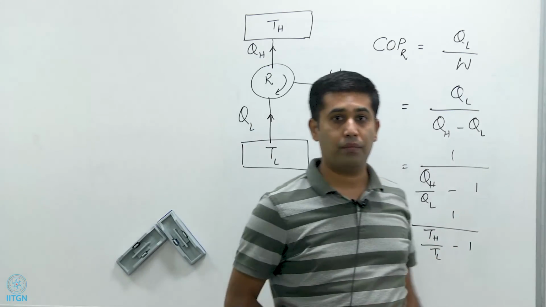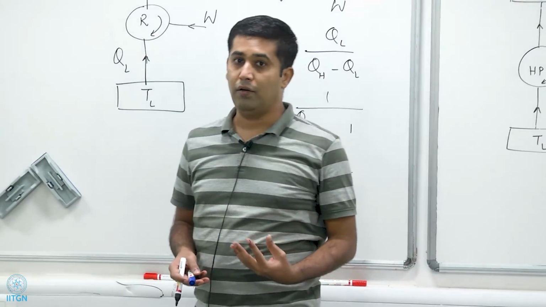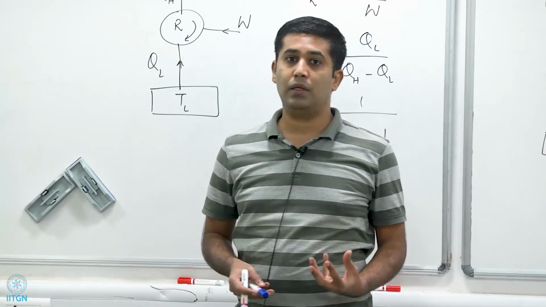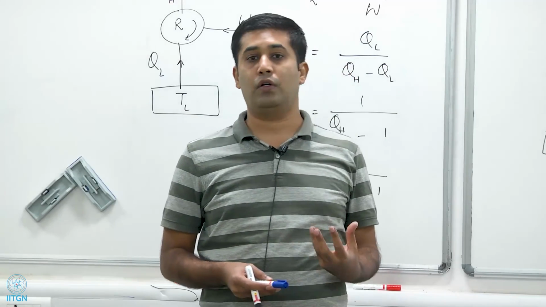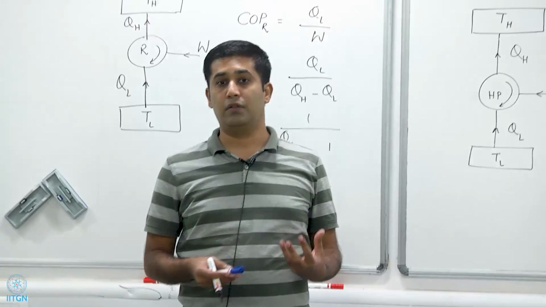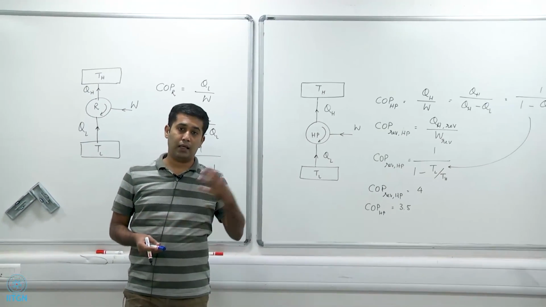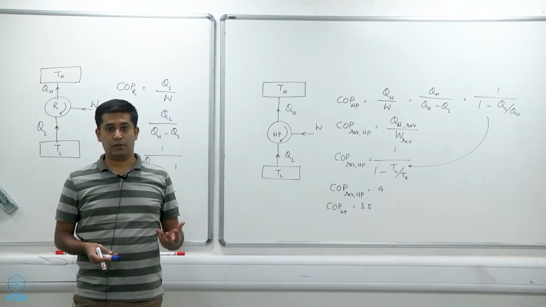So that's how the expressions for the efficiencies of a reversible heat engine and a reversible heat pump or a refrigerator can be derived based on the fact that we have defined our temperature scale in a very convenient manner, and that came from the second law of thermodynamics.